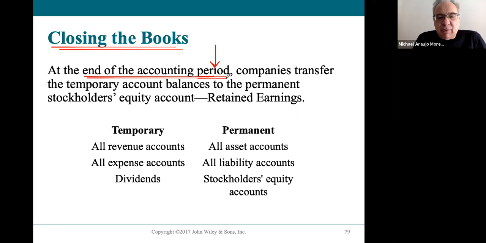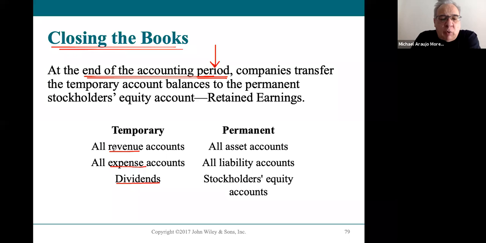The periodicity assumption requires us to break things into periods so we can measure them. So the only two statements that measure a period of time are the income statement, which has revenue and expense accounts. And right after the income statement, we do the retained earnings statement, which shows us what happened to the net income and the effects of dividends.